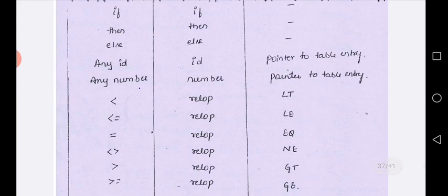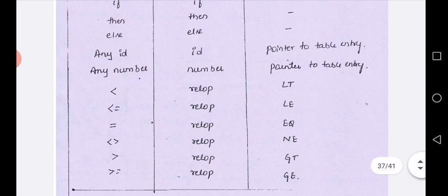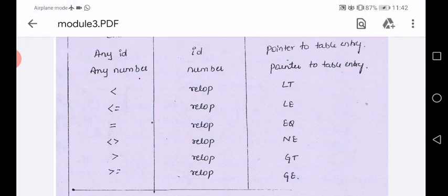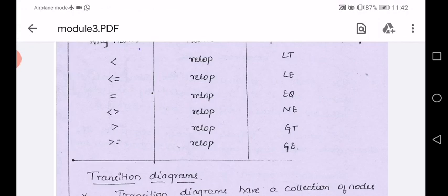Then when it comes to the relational operator, just observe: less than, less than or equal to, not equal to, greater than or equal to. For all these symbols we use a token name called relational operator, RELOP. Whenever we find this kind of symbol, the token we generate is relational operator. Clear? Then what will be the attribute value? The meaning of this particular symbol should be identified: LT, less than; less than or equal to; equal to; not equal to; greater than; and at last greater than or equal to.